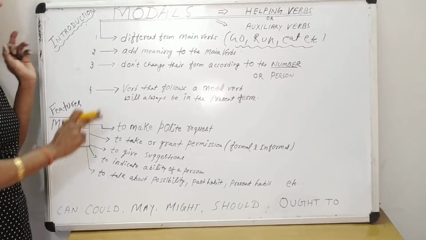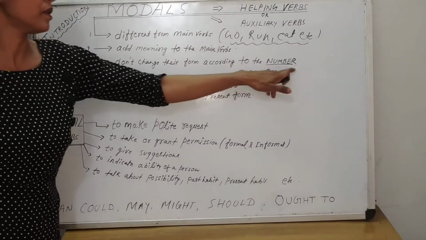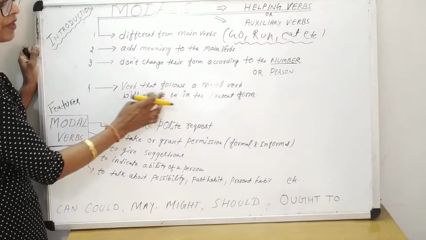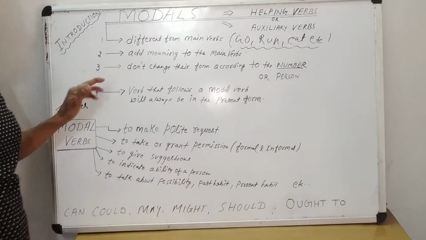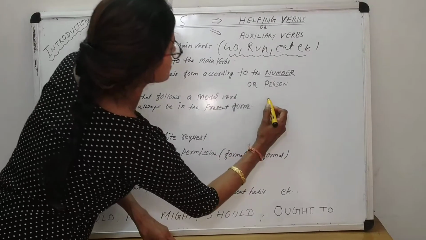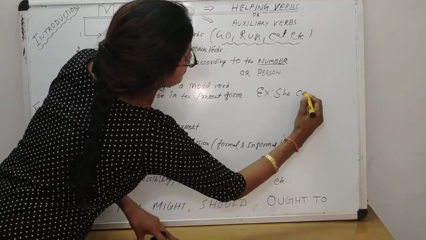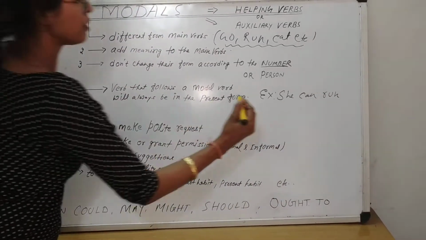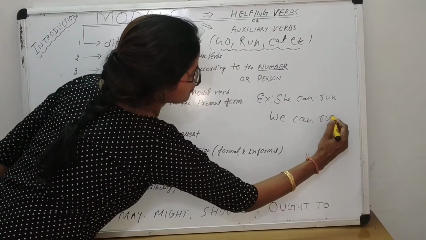Take the third point first. Modal verbs do not change their form according to the number or person. Fourth point, the verb that follows a modal verb will always be in the present form. So I would like to explain the third and fourth points with the help of examples. If I write an example here, she can run. This is the first example. Similarly, I am writing the second example: we can run.